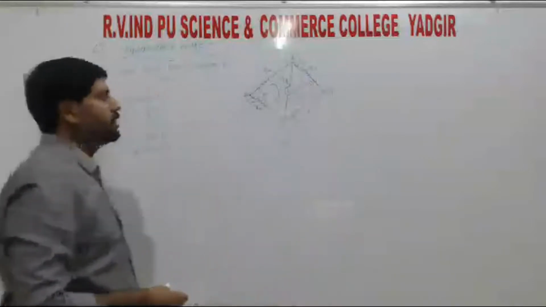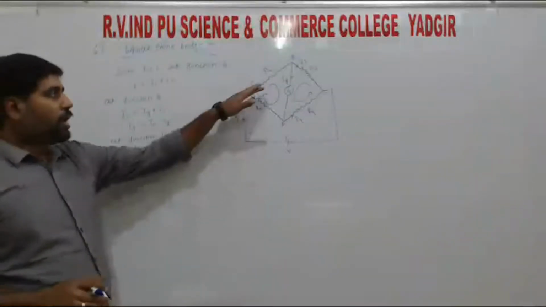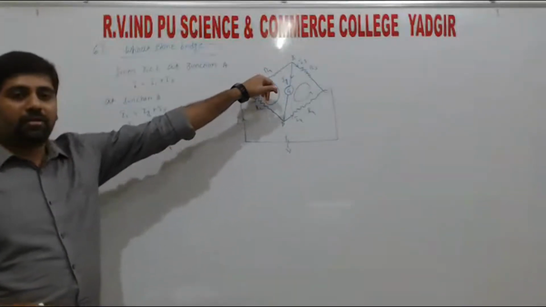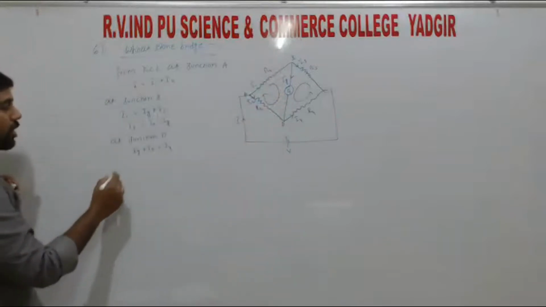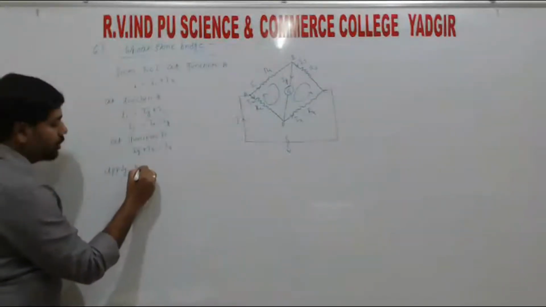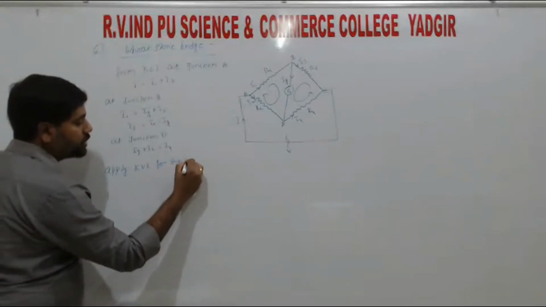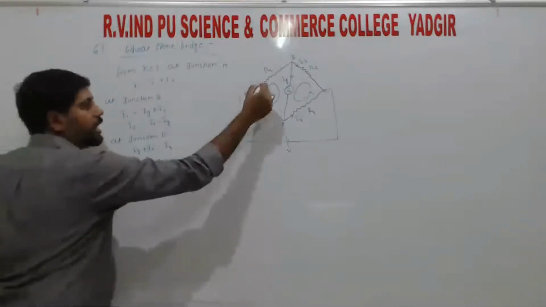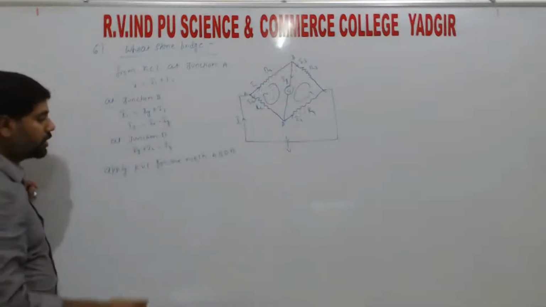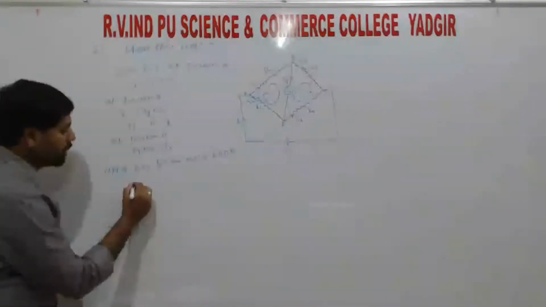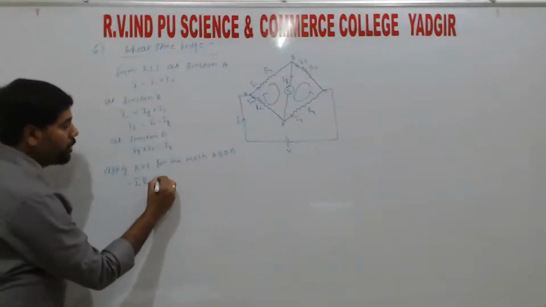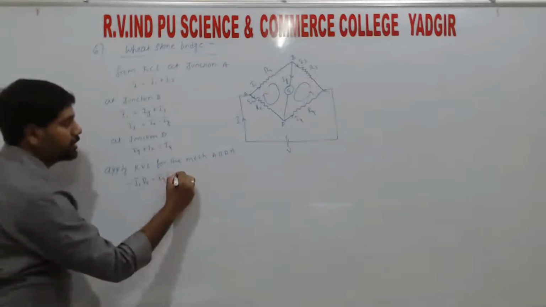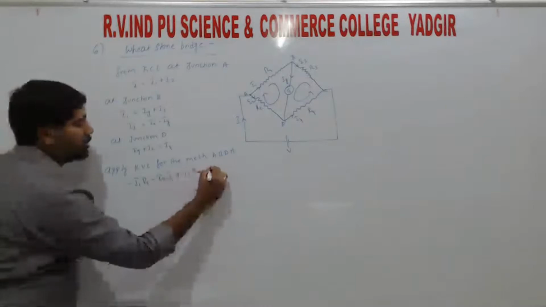So now we can take the sign convention, right? One thing to remember: if the direction of current flow and the direction we are considering are the same, then the IR product will always be negative, right? So applying Kirchhoff voltage law for the mesh A, B, D, A, right? So that is minus I1 R1 minus IG into G, where G is the galvanometer resistance, plus I2 R2, that is equals to 0.